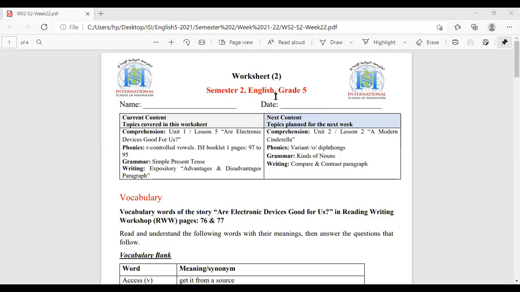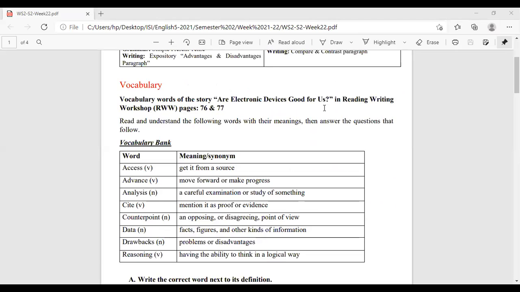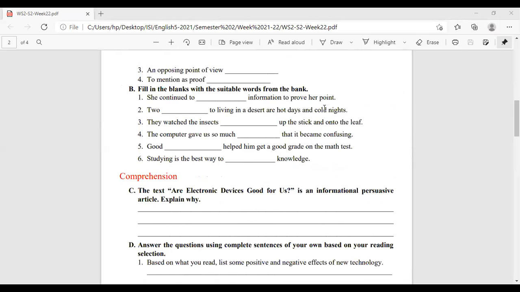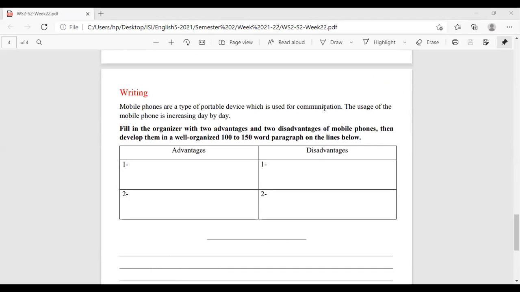Let me show you now the worksheet. Just a second, guys. And I'm going to show you the writing part. Okay, let's share the screen. This is worksheet 2 that you're going to solve at home. There is a vocabulary part, 2 questions A, B. There are three comprehension questions, 2 grammar questions, and the last one is the writing.